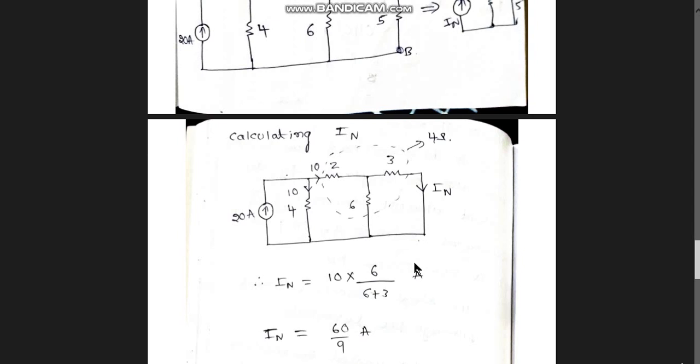Now I want you to find out what IN is. You can solve it by applying KVL. I used a simpler methodology. I calculated the effective resistance of these three resistors and got 4 ohms. How? 3 in parallel with 6 gives 2 ohms, and that is in series with 2 ohms, so 4 ohms. So in total you have 4 ohm resistance.